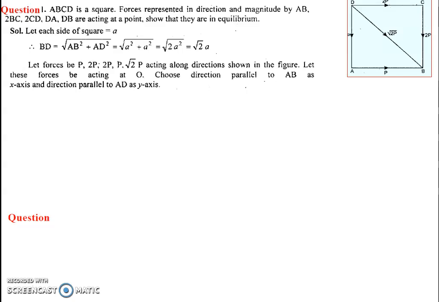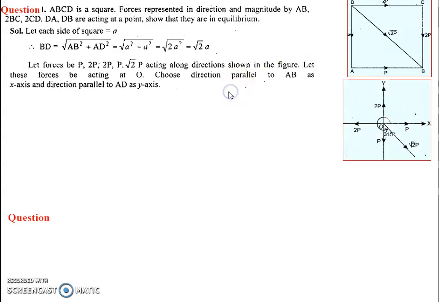Choose a direction parallel to AB as the x-axis and the direction parallel to AD as the y-axis. So this is the x direction and this is the y direction. This is the P force, then this is 2P, this is 2P, then this is P, and then this is root 2 P. So I have represented this square in this form.